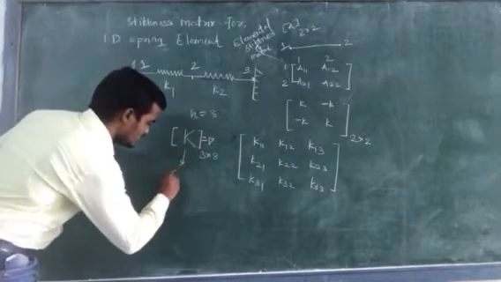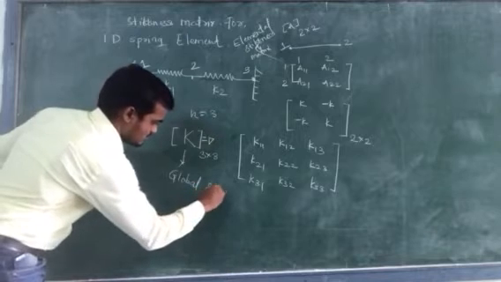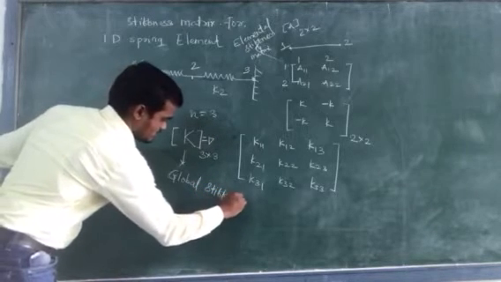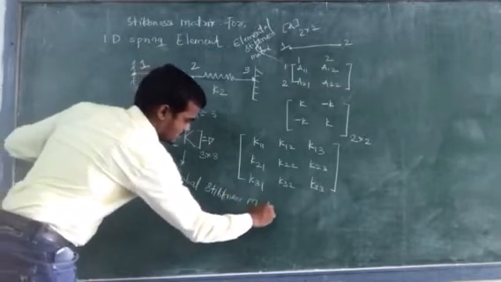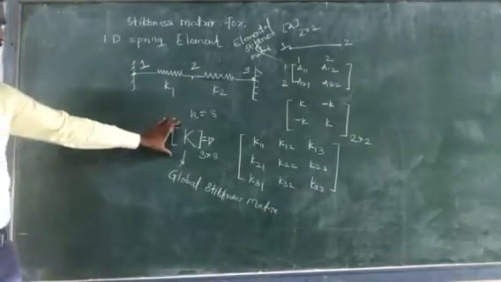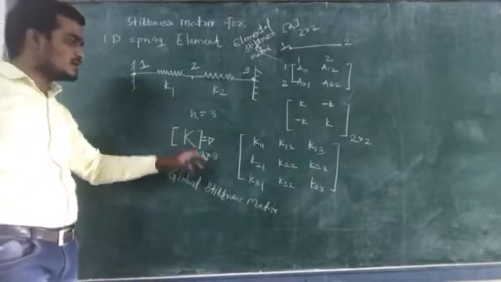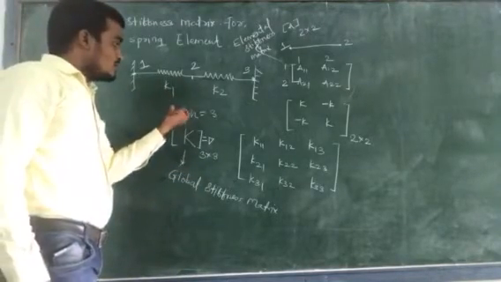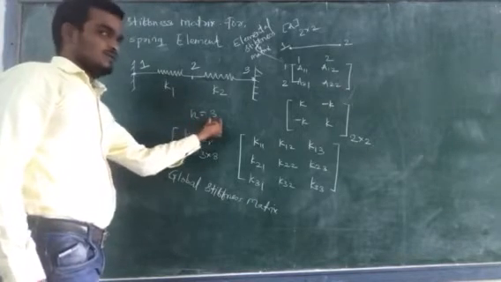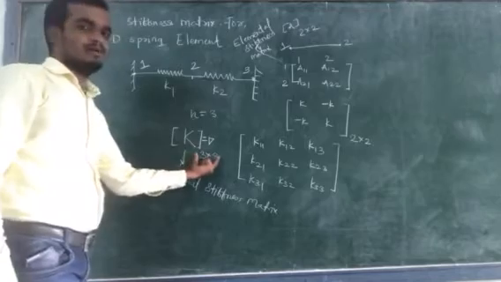Actually, this is nothing but your global stiffness matrix. Okay, so this K is nothing but your global stiffness matrix, and the order of that global stiffness matrix will become how many nodes are there? There are 3 nodes. So the order of that global stiffness matrix will become 3 by 3.